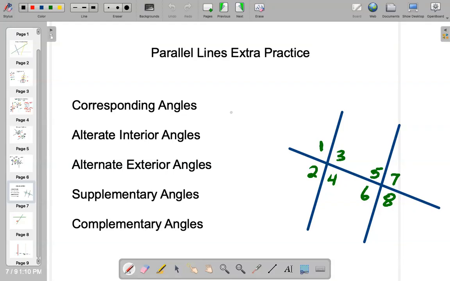This video is going to cover the parallel lines and solving angles with them. This is the retake video, so if you have not watched the original video, I would strongly recommend going back and doing that right now.